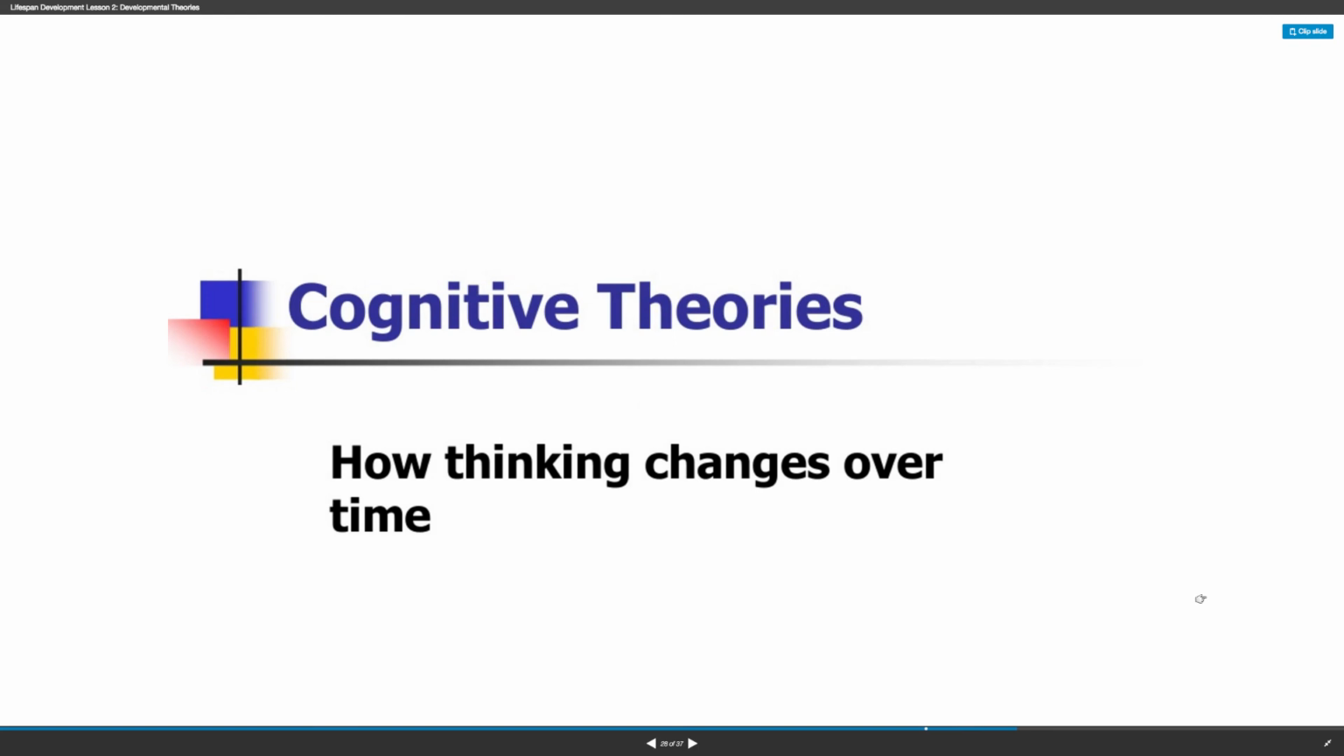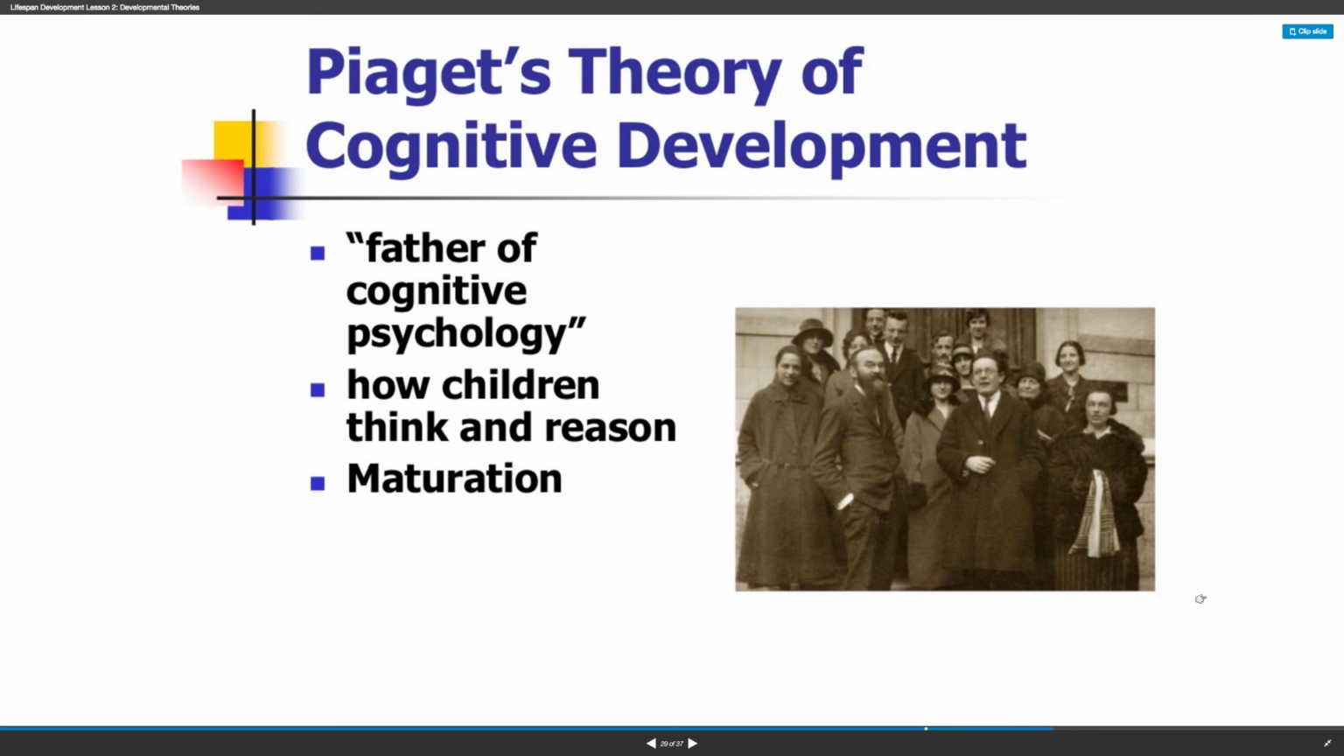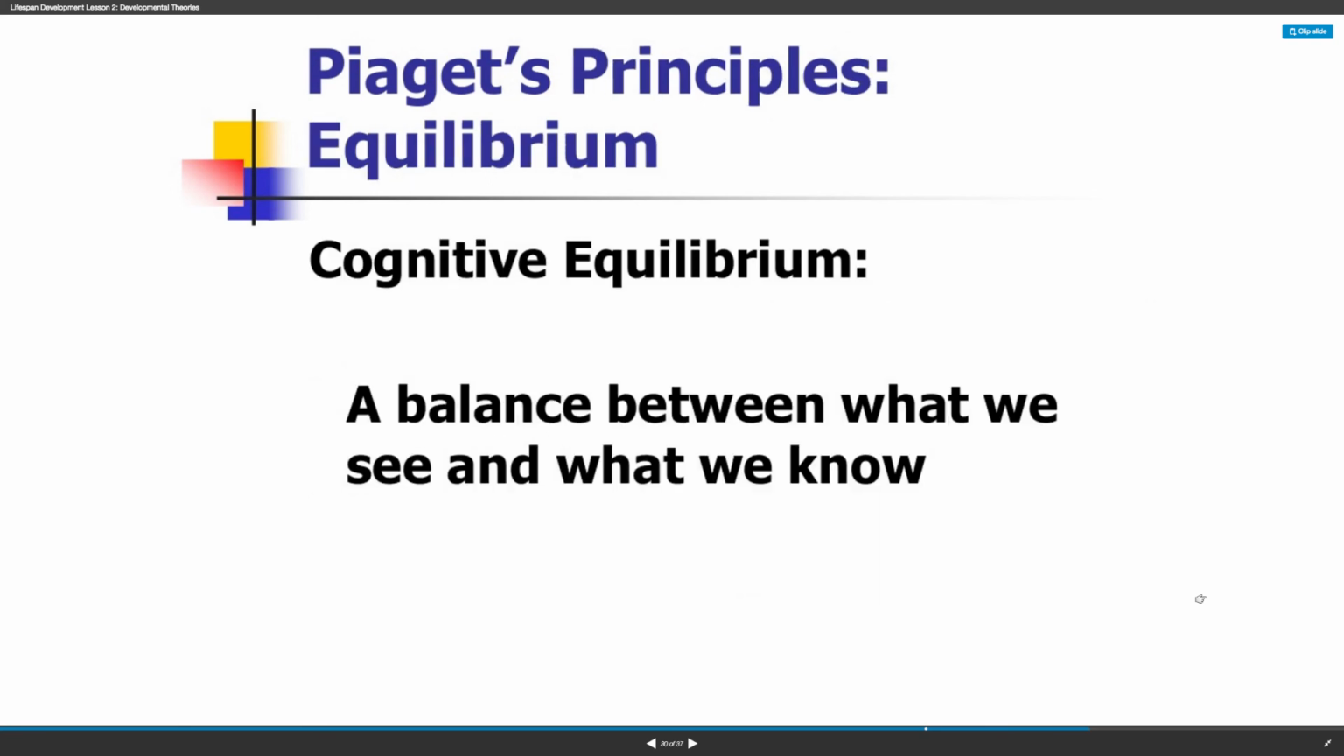We're going to go into cognitive theories now, and that's about how thinking changes over time. I'm going to go pretty fast because we're going to spend much more time on Vygotsky and Piaget. So Piaget is considered the father of cognitive psychology, and he really looked at how children think and reason. He believed that they learn about the world by interacting with the world, and that through these interactions they're learning, and it's about manipulation. So many of you have heard of the Montessori approach to learning, and that would be the Piaget approach. I'm not going to go into detail on schema and assimilation equilibrium because we're going to spend more time on them later, but understand that the whole point is the child is trying to reach equilibrium in the balance of what we see and what we know.